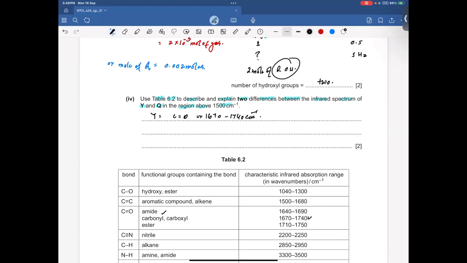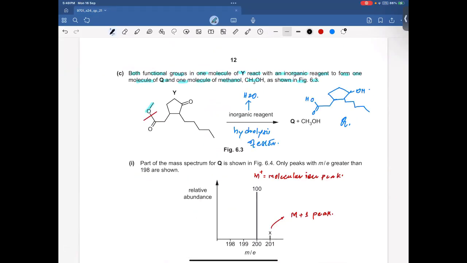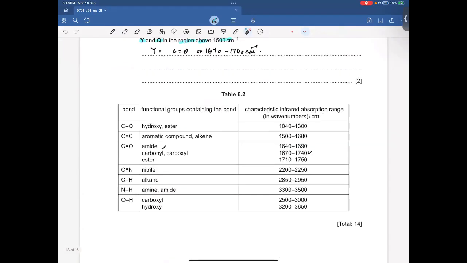Okay. And which compound? Q. So Q has only one OH, and that peak shows at 3200 to 3650 centimeter inverse. So that's the one difference. The OH group is present. Q contains an OH group, and its peak exists between 3200 centimeter inverse to 3650 centimeter inverse.